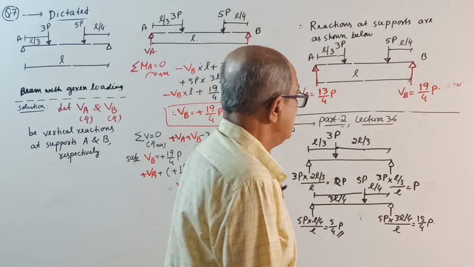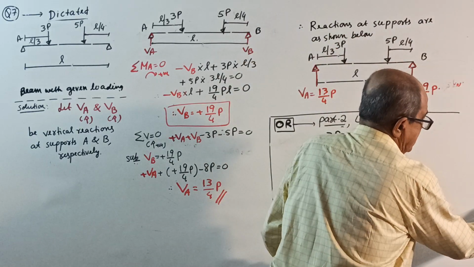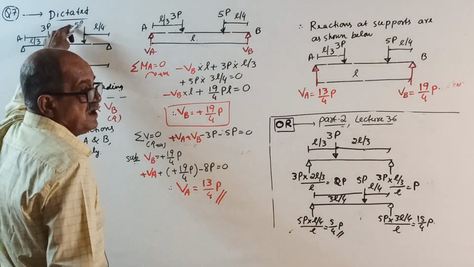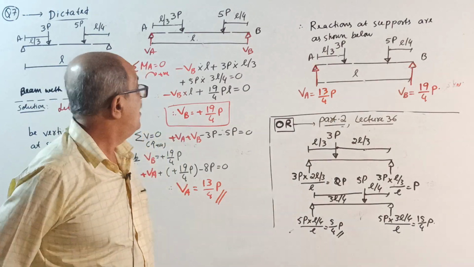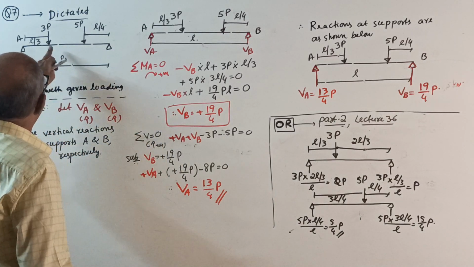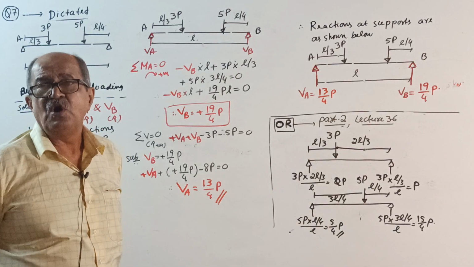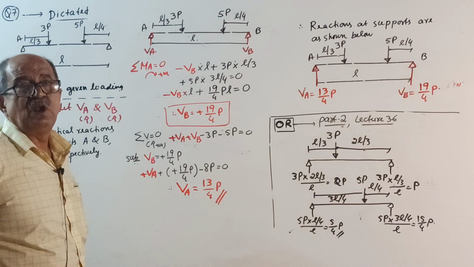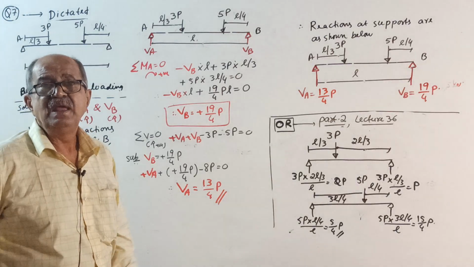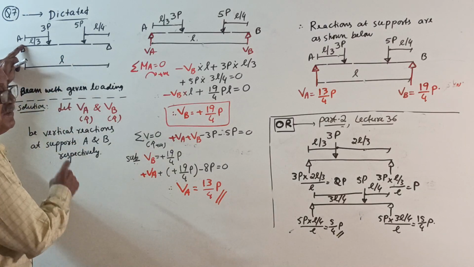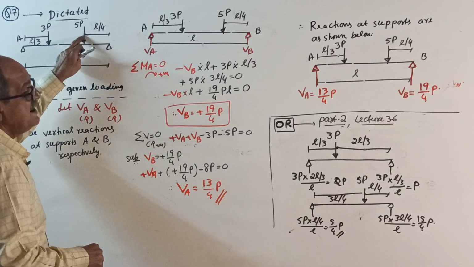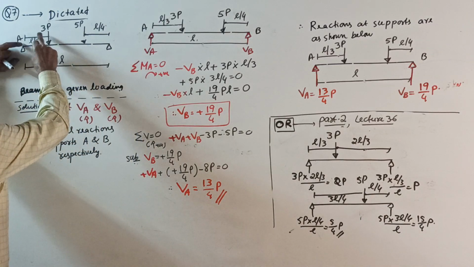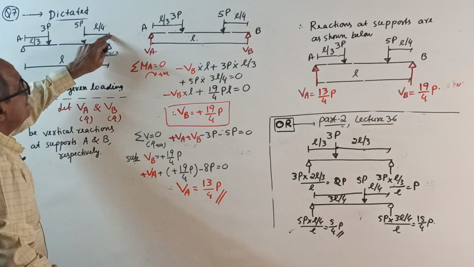Question number 7. Okay, now, next thing. Dictated question. A simply supported beam of span L is loaded by 2 concentrated loads of magnitudes 3P and 5P in terms of P. One of them is 3P, other is 5P, at L by 3 from left end and L by 4 from right end respectively. Respectively means what? First load is at L by 3 from here, second load L by 4 here.